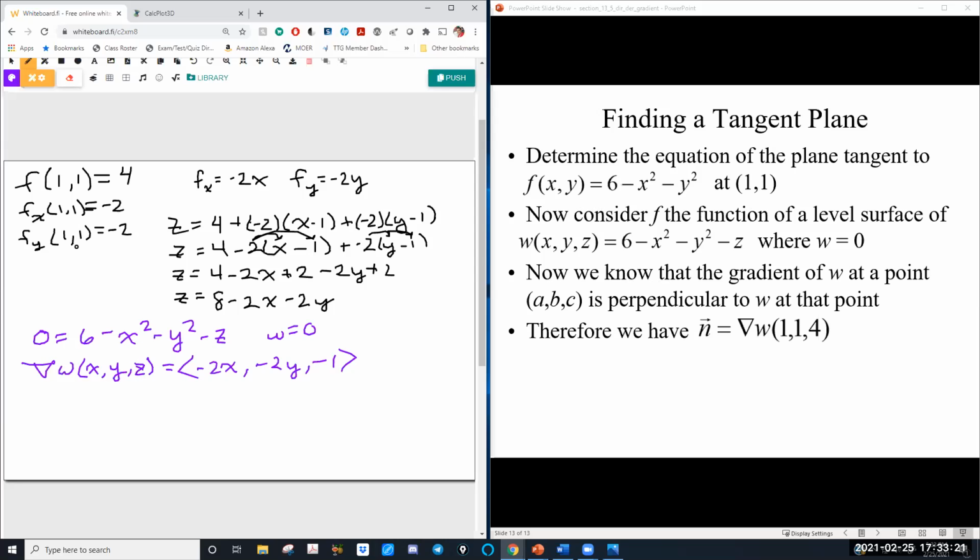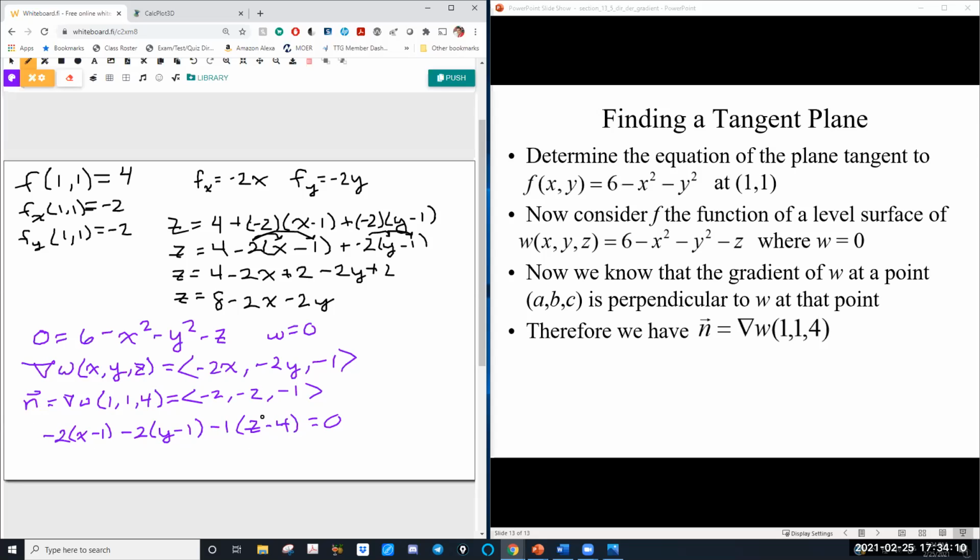We actually already found that. It's just 4. So our normal vector is equal to the gradient of w at (1, 1, 4). So that's negative 2, negative 2, negative 1. Guys, this is a normal vector to our surface. Remember our point normal form of a plane: negative 2 times (x minus 1) minus 2 times (y minus 1) minus 1 times (z minus 4) equals 0. Now this is going back a few sections, but this is our point normal form of a plane.